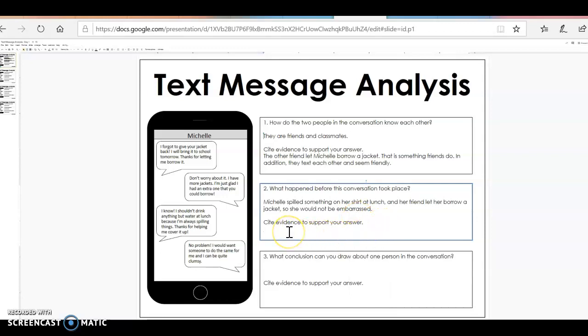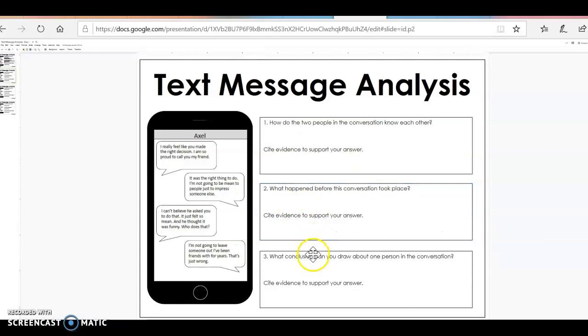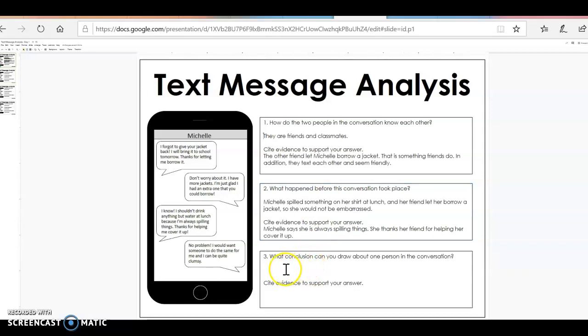Okay. Cite evidence. Michelle says she is always spilling things. And it also says she thanks her friend for helping her cover it up. Okay, so there's my evidence. Let me go back here. What conclusion can you draw about one person in the conversation?